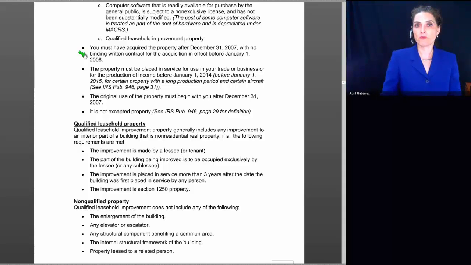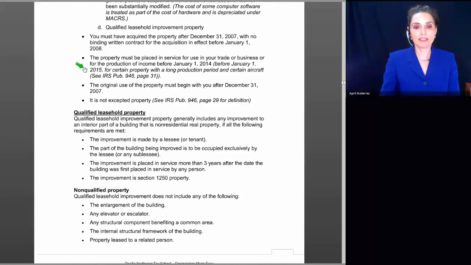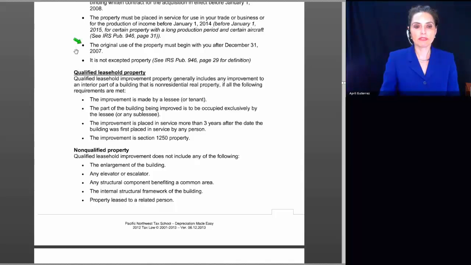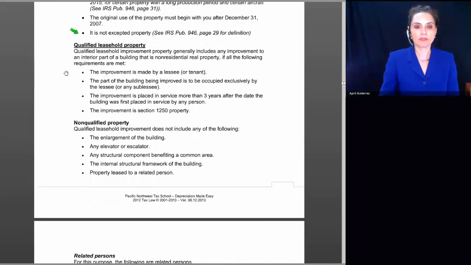Because the idea behind this law was that it was inspiring you to spend more money that you had not already committed to. And as we entered the deep, dark recession in 2008, that was when the government was trying to inspire people to spend. And if they had already made a commitment to spend, they weren't going to get the deduction, at least if they made the commitment before 2008. The property must be placed in service for use in your business or for the production of income before January 1, 2014, and you get an extra year all the way out to the end of 2014 if you purchase certain property with a long production period, such as aircraft. The original use of the property must begin after 2007. It cannot be accepted property.